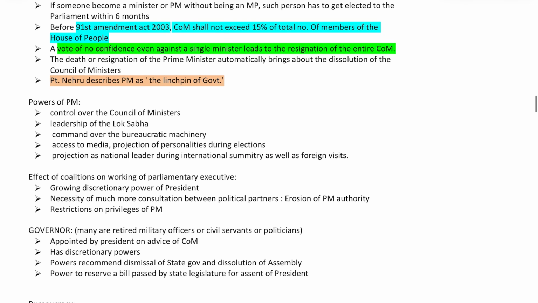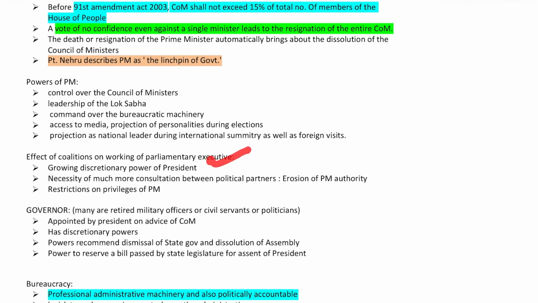The effects of coalition on the working of the parliamentary executive: there has been a growing discretionary power of the President, and a necessity of much more consultation between political partners, because there is erosion of the Prime Minister's authority because of the coalition partners, and there is a lot of balance which he needs to maintain in order to run that coalition government effectively.